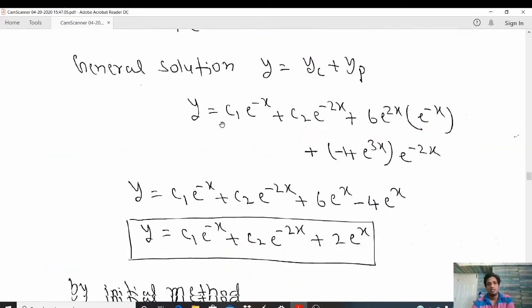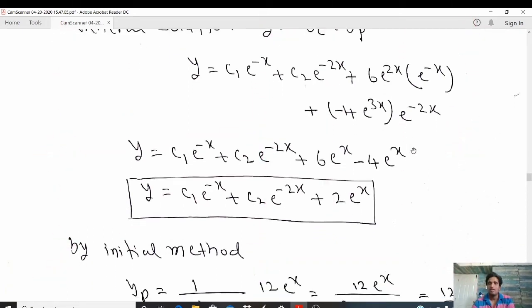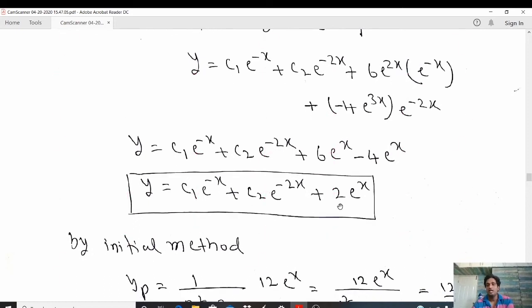So the general solution becomes y is equal to yc plus yp. Y is equal to yc, what we have written, c1 e power minus x plus c2 e power minus 2x. And what is yp? A into u, b into v. This is a, what we got by the simplification, 6 into e power 2x into e power minus x. B is minus 4 into e power 3x into v, e power minus 2x. If you simplify, you will get the value as 2 into e power x, this total value.